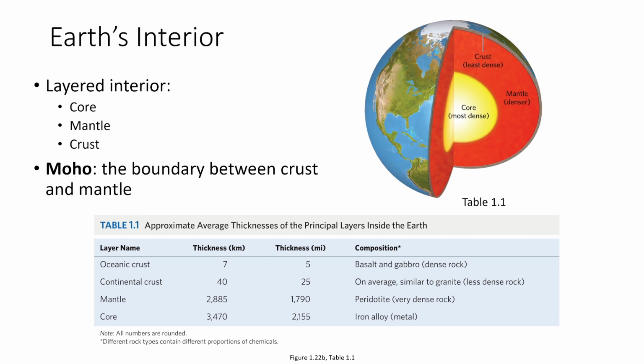If we want to think about Earth's interior in a detailed view, we can divide it into the core, the mantle, and the crust, where the crust is the least dense, the core is the most dense, and the mantle is in the middle. Crust is the thinnest layer on Earth, and the mantle is the thickest. No, excuse me, the core is the thickest.